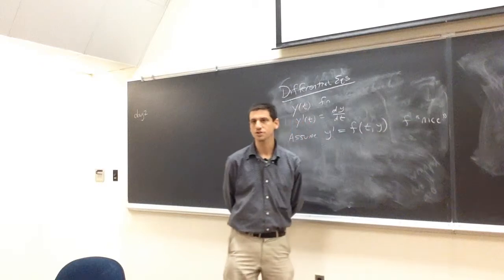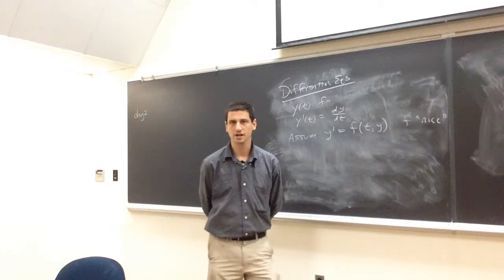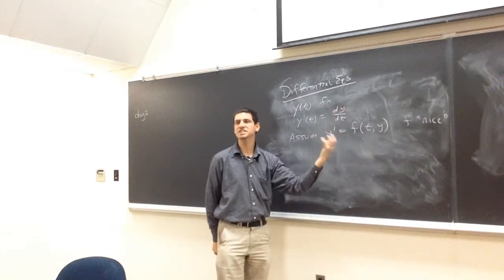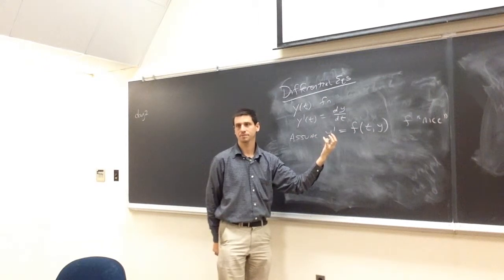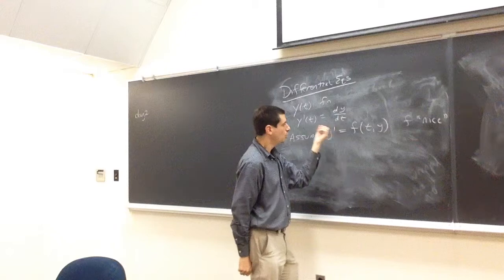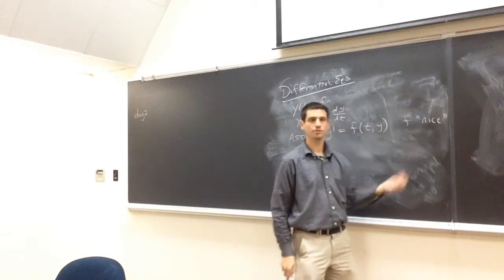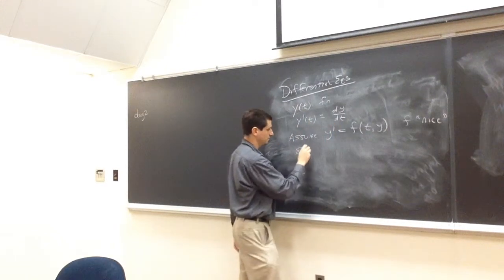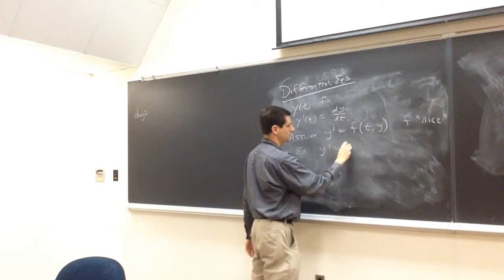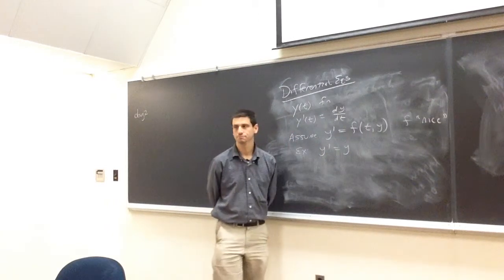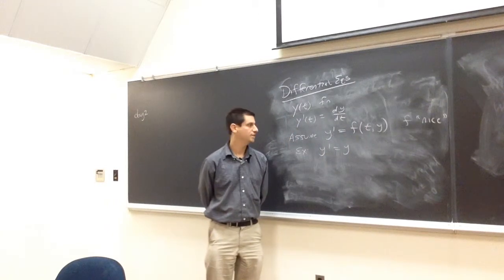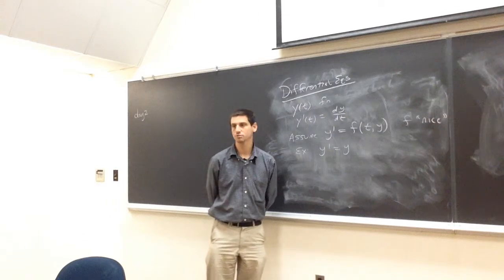And of course, the question is, what is the nicest, or in some sense, I guess, what is the least nice f we can take and still have the argument work? And the goal is, when do we have something like this where we can solve? So for example, let's say I have y prime equals y. That's a very nice function. F of t, y is just y. Any thoughts on the answer?